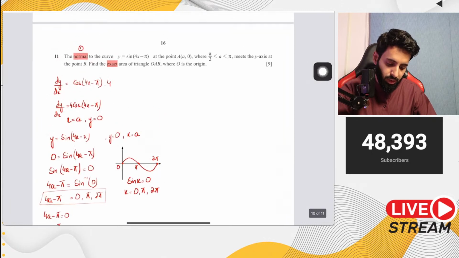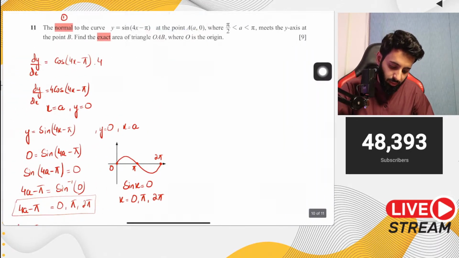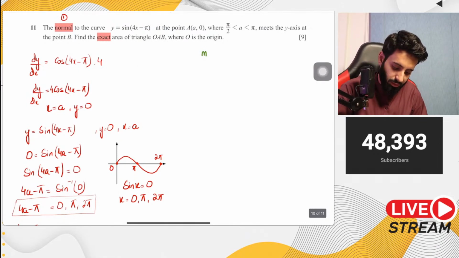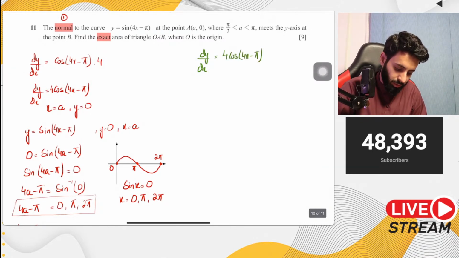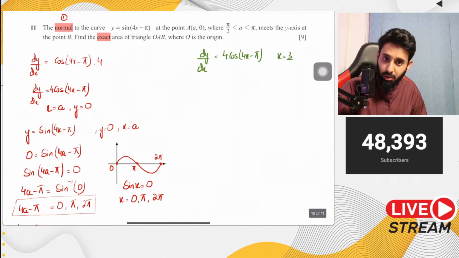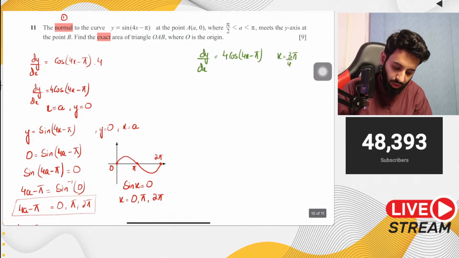Okay, so now we have the value of a, and we also have the gradient of the normal. In fact, we don't have the gradient of the normal yet. We have dy by dx, which is equal to 4 cos(4x minus pi), and we know exactly what we're plugging in. We're plugging in 3 upon 4 pi. Now if you plug in 3 upon 4 pi, remember that's going to give you the gradient of the tangent.